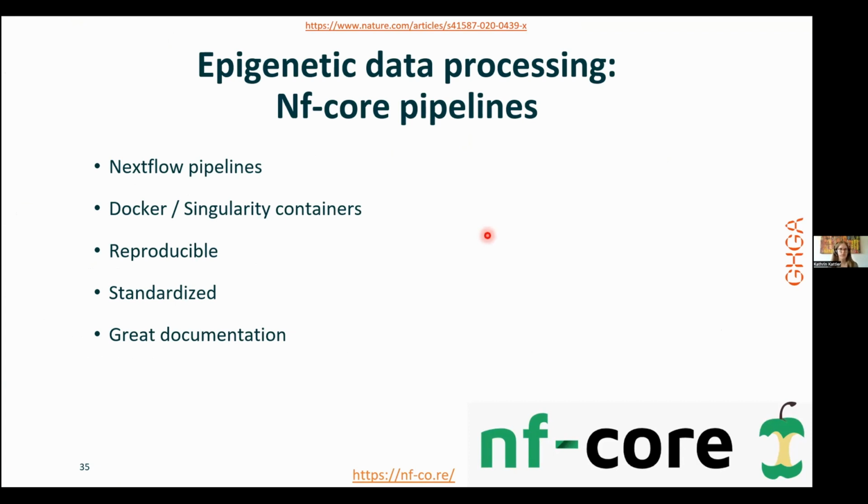They rely on a community effort to generate Nextflow pipelines, which come as Docker or Singularity containers, so they are very easy to install. The very big advantage is that they are highly reproducible and standardized, and they also have great documentation, so it's really easy to start working with them. During the last year, our lab also switched completely to using these pipelines for data processing. They are already available for almost all types of epigenetic data that we can imagine.